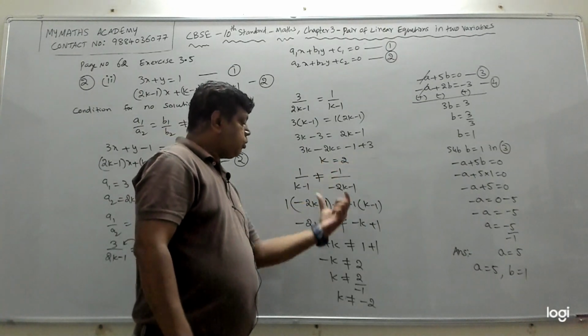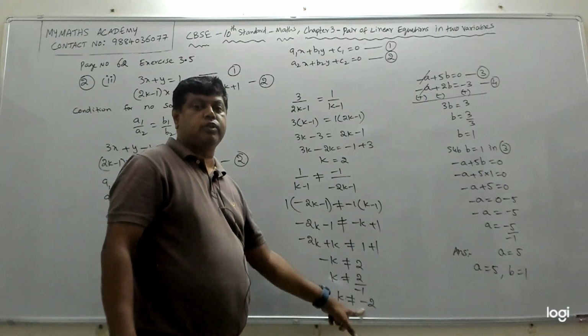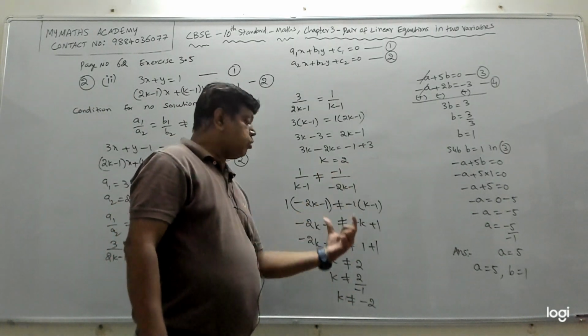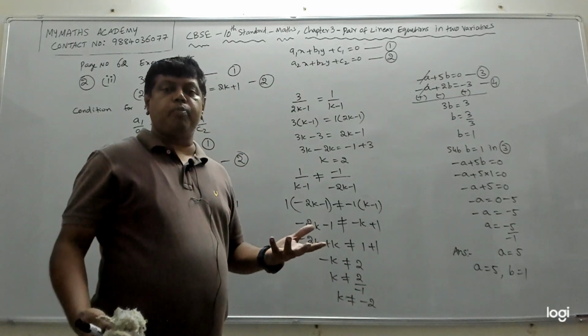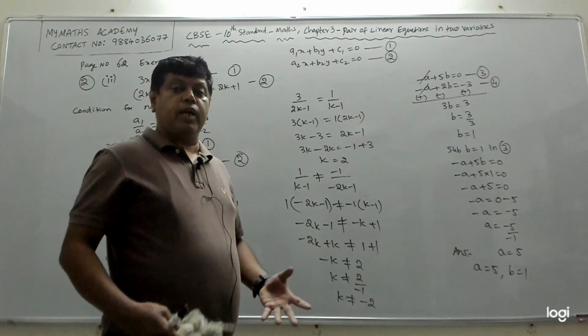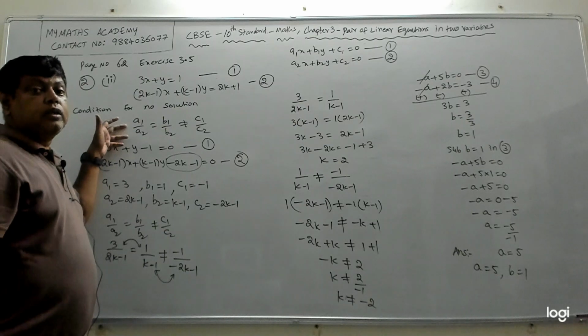Here k is equal to 2, and here k is not equal to 2. Suppose it is not equal to 2, so minus 2, if we had got 2, then this will say k equal to 2 and this will say k not equal to 2. This is not possible. How can k be equal to 2 and k not equal to 2? So in that case, we will say no value of k will make the system of equations have no solution.